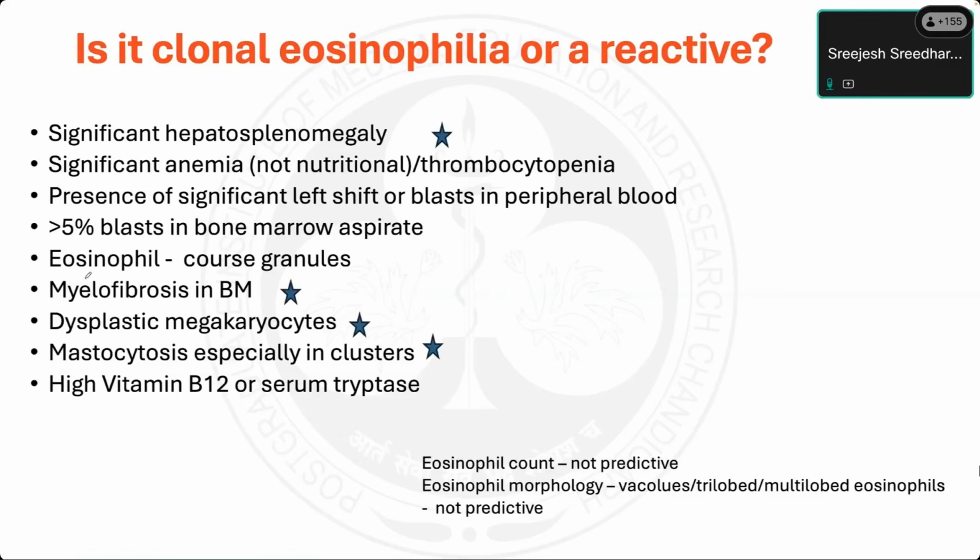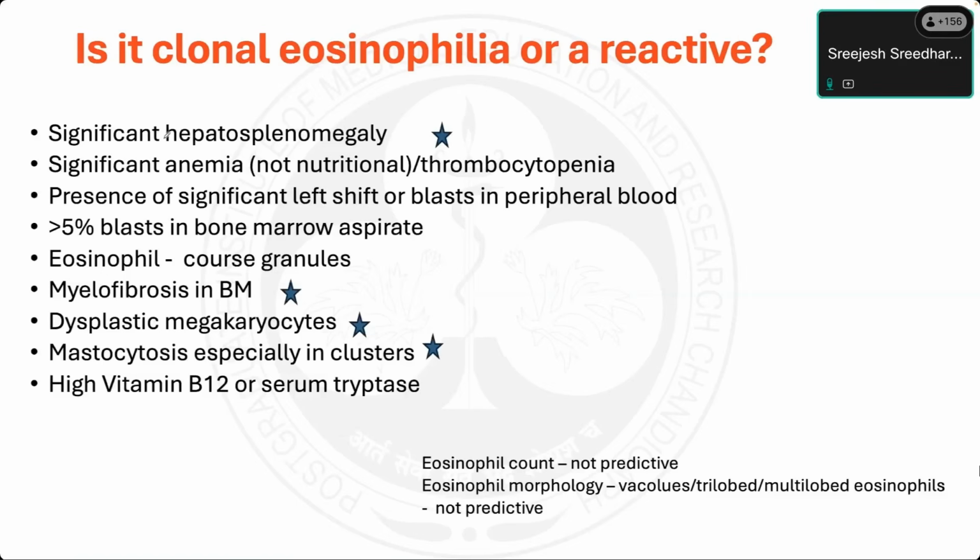This is one important point in bone marrow. If the bone marrow shows myelofibrosis, this is unlikely to be reactive. The presence of dysplastic megakaryocytes or other dysplastic cells, mastocytosis. Remember that systemic mastocytosis can associate with eosinophilia. Some of the eosinophilic syndromes are associated with mastocytosis. And biochemical presence of high vitamin B12 or serum tryptase is another pointer towards a clonal eosinophilia.